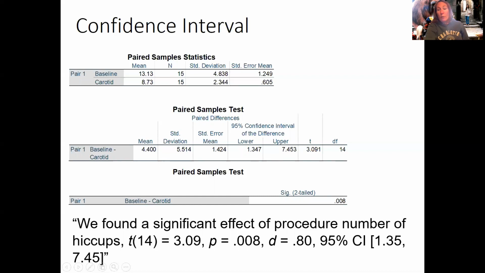And this is how we would write the full APA format, including the confidence interval, for a t-test.